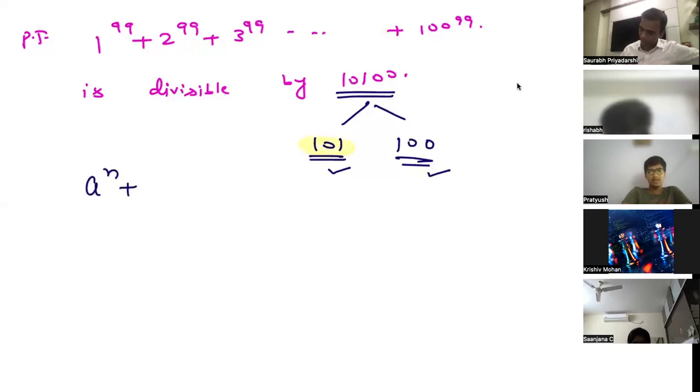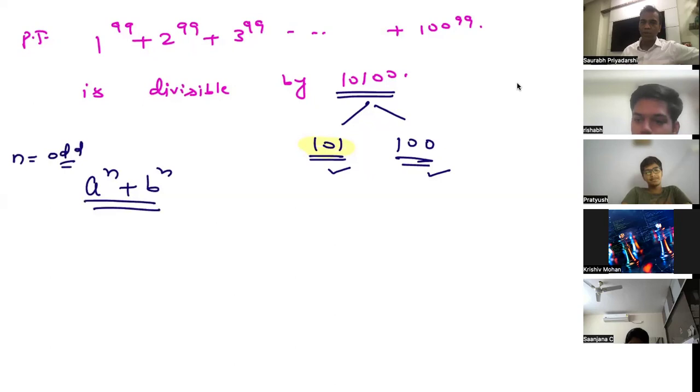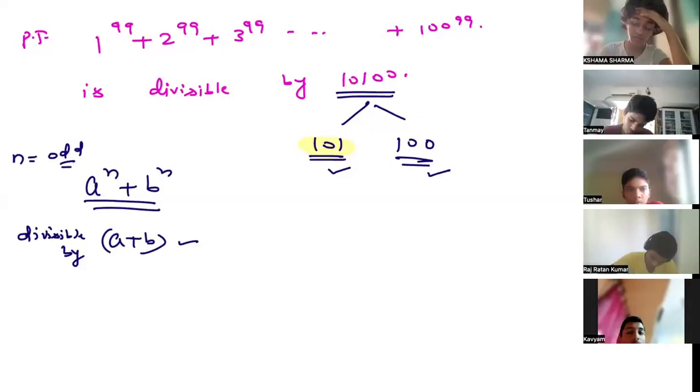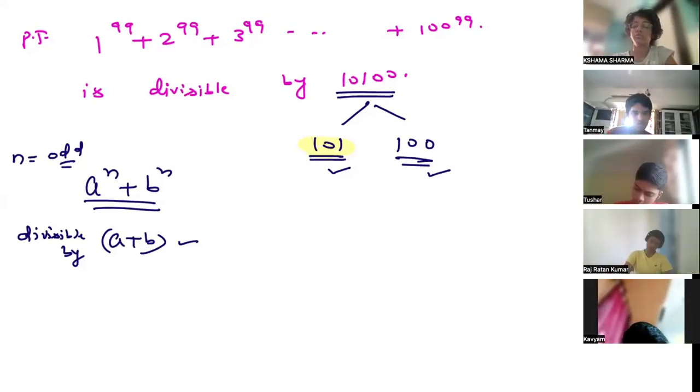Since the power n is odd, a to the power n plus b to the power n will always be divisible by a plus b. Is this okay? So this will be divisible by a plus b. Everyone is okay with this? Or do I have to prove this? Okay, sir. Okay, everyone.